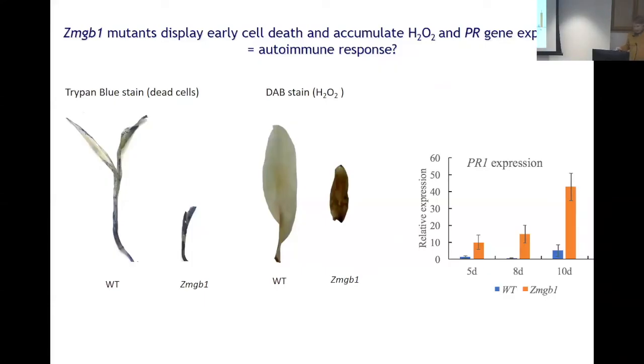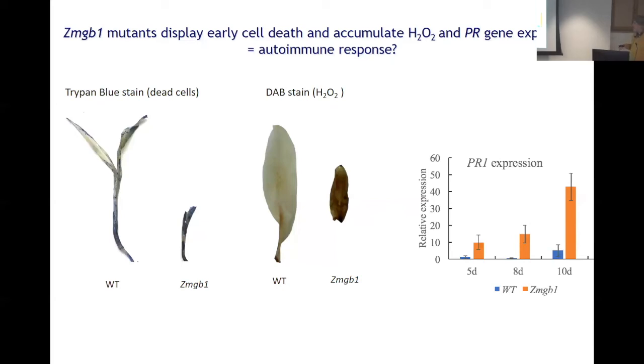So we looked a little bit more closely at this, and what we realized is that the plants were not just arresting, but they were actually becoming very necrotic. We saw that cells were dying, and the tissue was turning brown very quickly. So we did some assays for hydrogen peroxide and for cell viability. And we quickly realized that these mutants were actually undergoing some kind of autoimmune response where they were killing themselves. We also looked at pathogenesis-related gene expression.